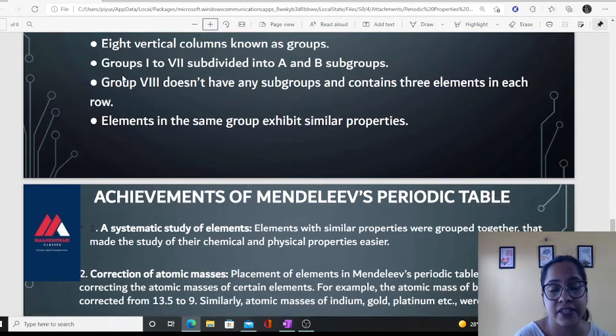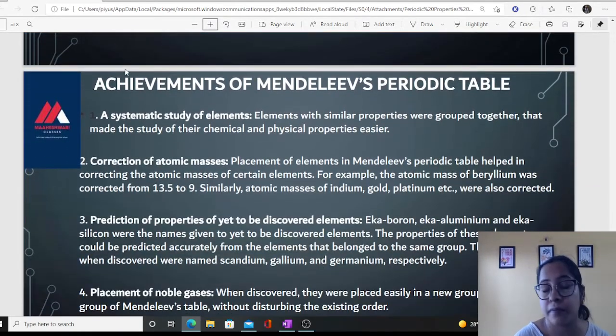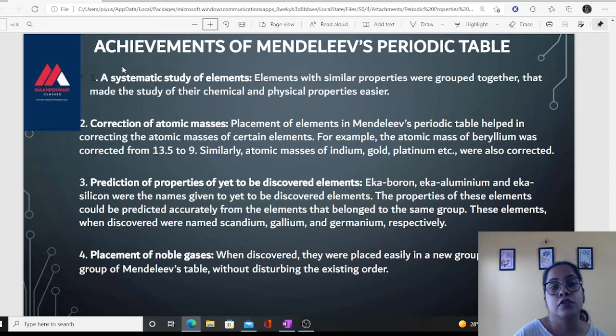And we'll see what are the achievements of Mendeleev's periodic table. So a systematic study of elements, okay? Elements with similar properties were grouped together. That made the study of chemical and physical properties easier. And there was correction of atomic masses made. So placement of elements in Mendeleev's periodic table helped in correcting the atomic masses of certain elements also. Example, atomic mass of beryllium was corrected from 13.5 to 9. And similarly, indium, gold, platinum were also corrected later on.